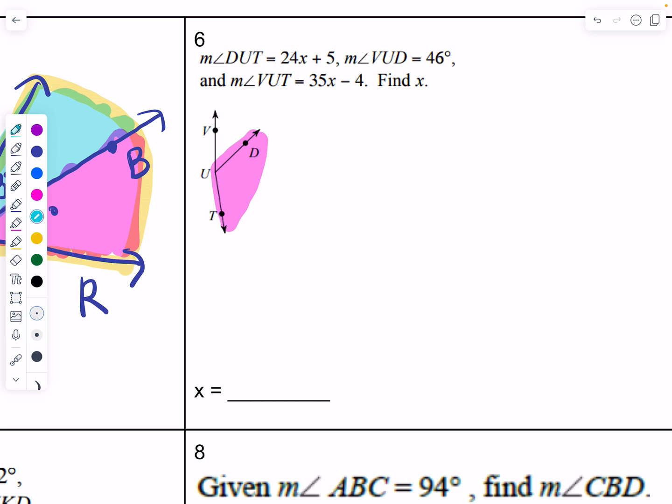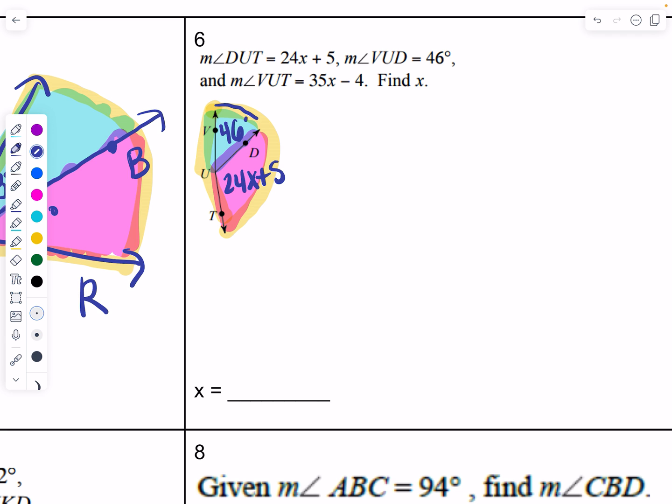That's going to be this pink angle. So let's write in what that is. That's going to be 24x plus 5. And then VUD is 46 degrees. So that's going to be our blue piece. And we want to find what is the whole thing. Well, the whole thing, there's our yellow angle, VUT. VUT is going to be 35x minus 4.